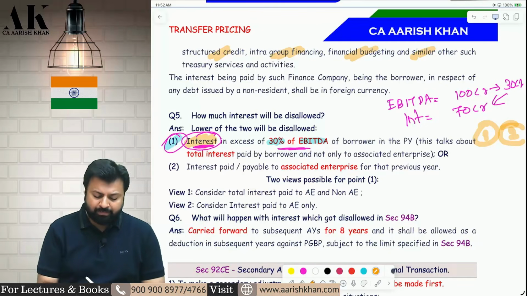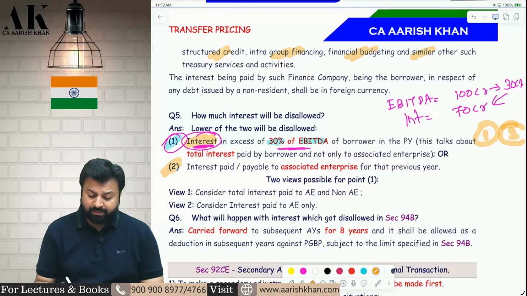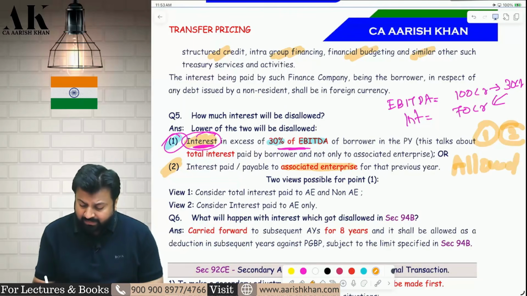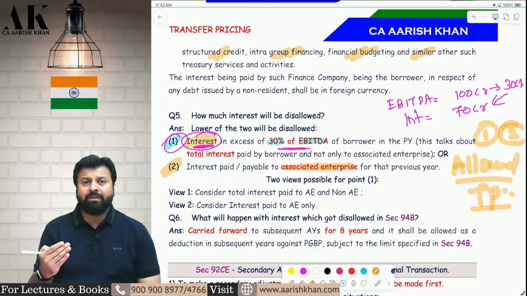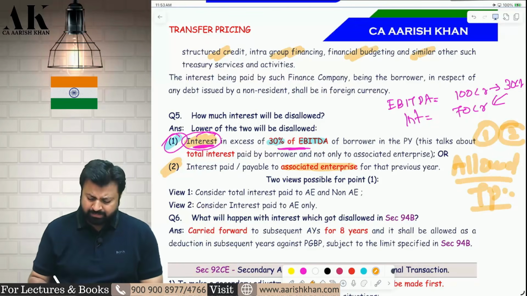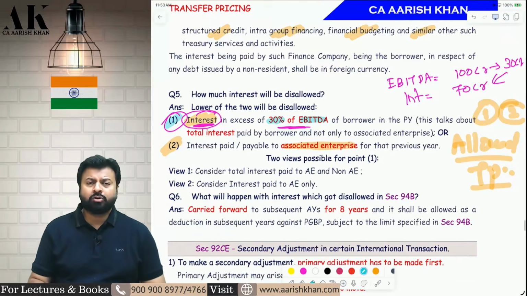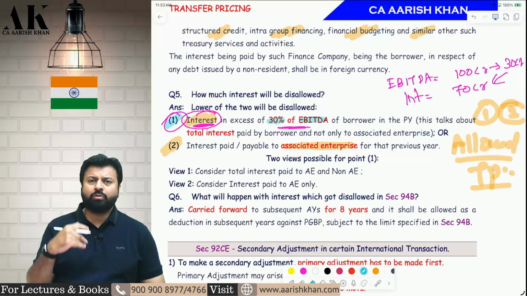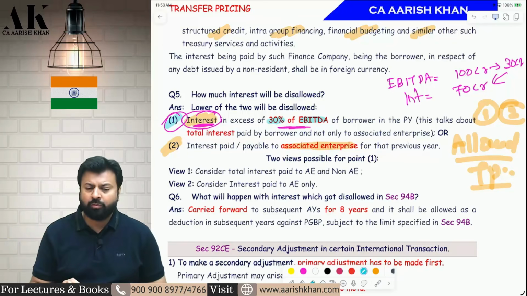Point number 2 is very straightforward. There are no two views possible here. In point number 2, you have to take the interest paid to associate entity. Which interest? Interest which is allowed after transfer pricing, allowed after TP. First give the TP effect and then check the interest amount. Otherwise, double disallowance will happen. I hope it is clear to all of you. So in point number 1, you have to take total interest or interest paid to associate entity, compare that with 30% of EBITDA, whatever is the excess. Point number 2, always interest paid to associate entity. I hope it is clear to all of you.